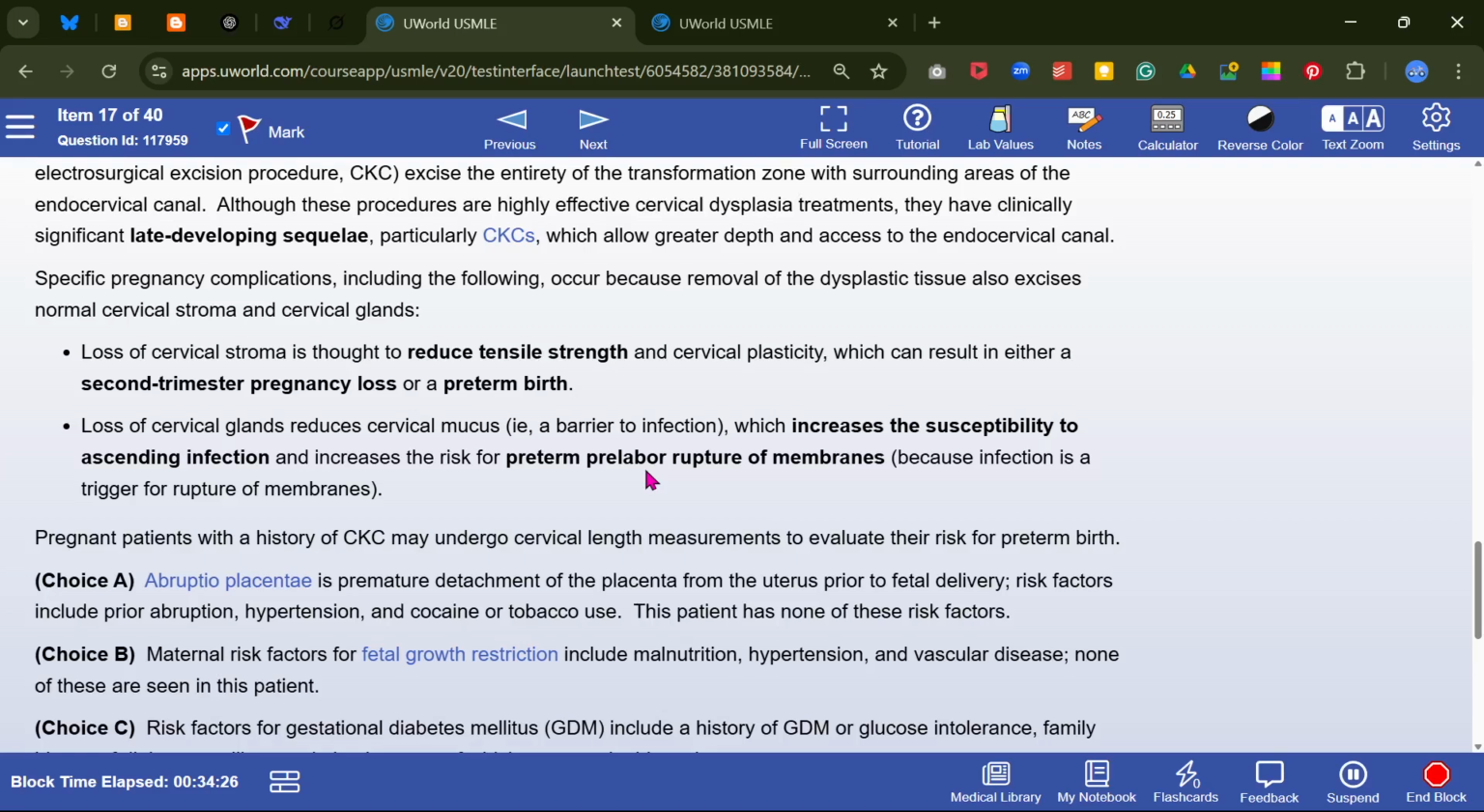Loss of cervical glands reduces the cervical mucus barrier to infection, which increases susceptibility to ascending infection and increases the risk for pre-labor rupture of the membranes.